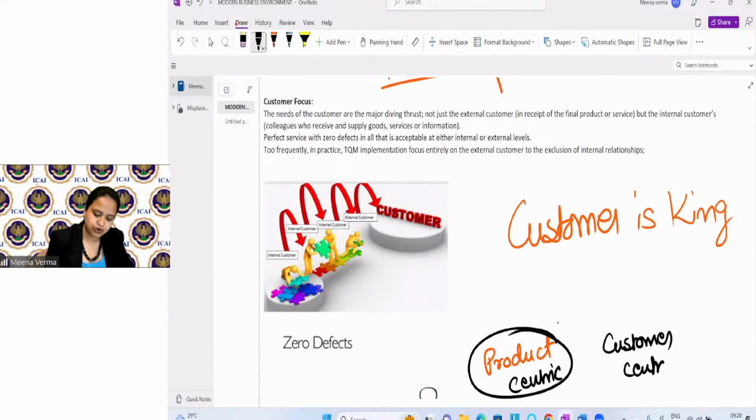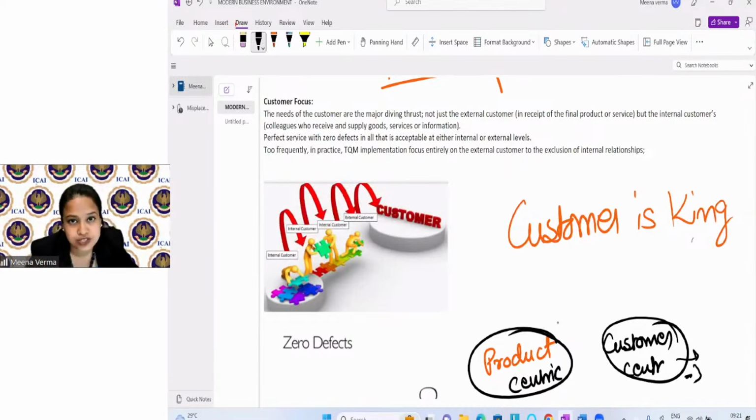In the case of product centric, we just focus on our product. This was possible in a seller's market, where sellers were dominating the market. But since the market has changed, the organization should focus on being customer centric. Think from the point of view of the customer. Think what can make the customer happy. Customer is king. Now here they have classified two types of customers: internal customers and external customers.